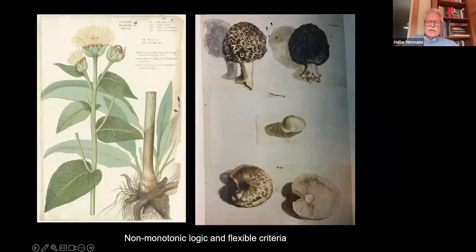They organized, this is important, in a non-monotonic logic. They had flexible criteria and they were changing their criteria. And this is a very important lesson when we look at the past, that we understand we are using criteria, we are using a logic which is in a way monotonic because we are much better organized, but this is not the only way we can look at things.